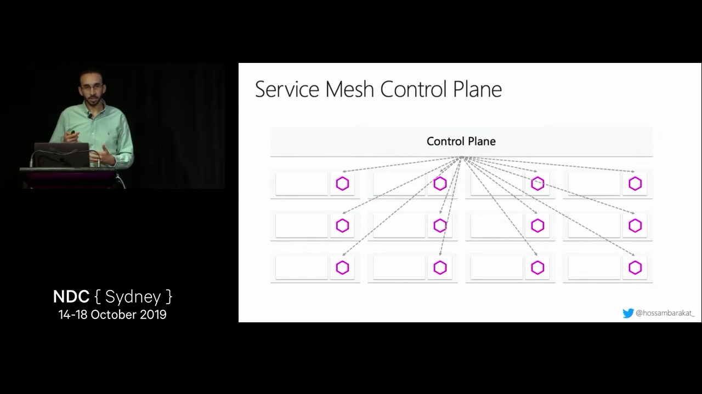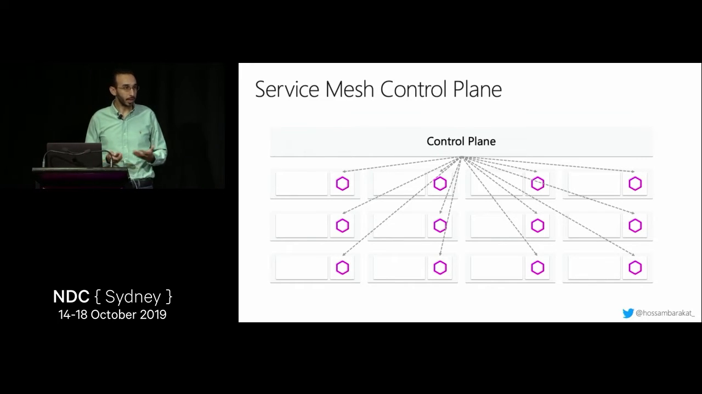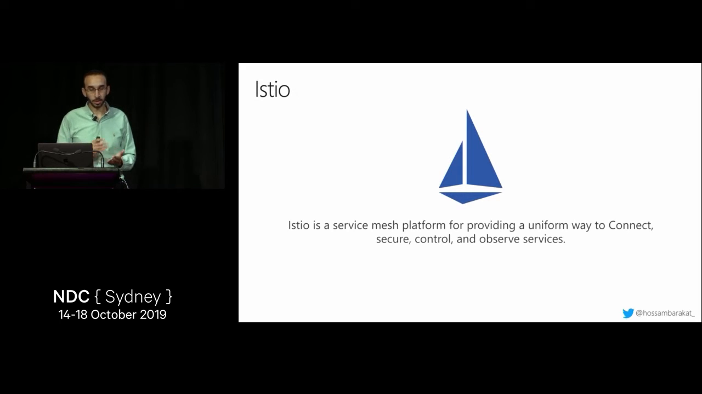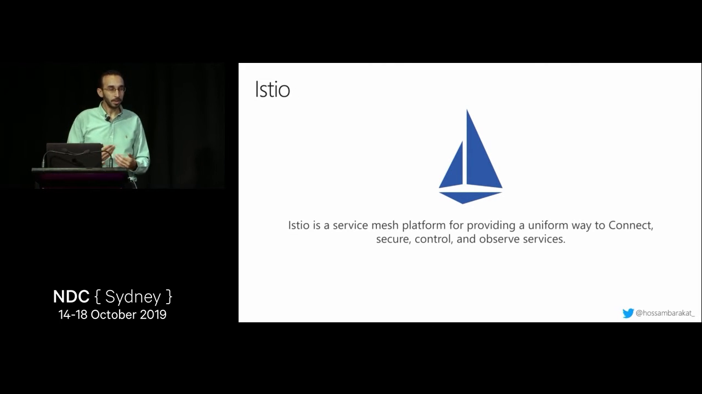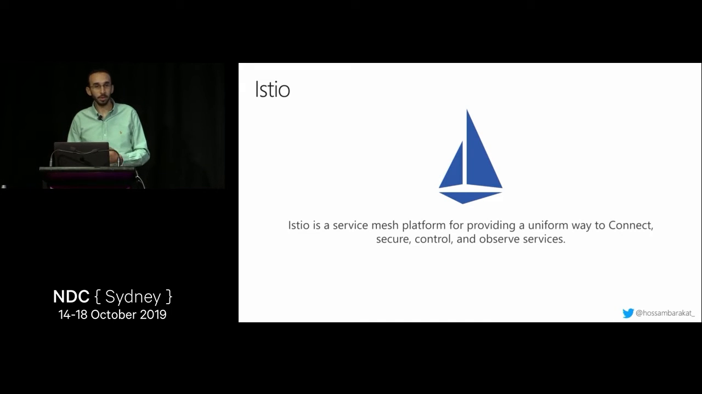There are multiple service mesh platforms available right now that we can leverage, but today we will be focusing on Istio, which is an open source service mesh platform that provides us with a uniform way to connect, control, and observe the service-to-service communication. So let's dig a little bit deeper into Istio and its main building blocks.